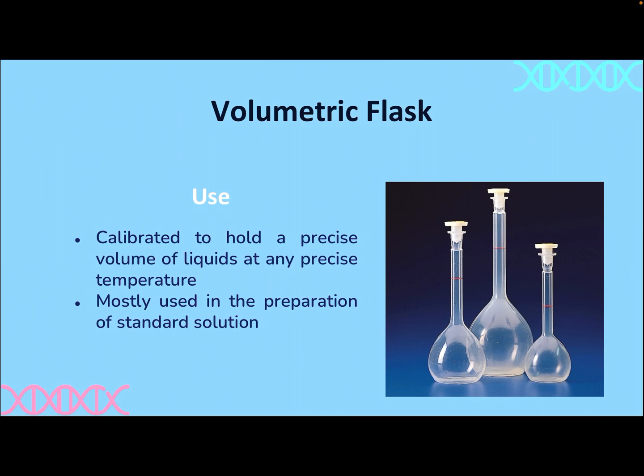Next is a volumetric flask. This is one of the most important glassware of any laboratory. It is made of glass and is calibrated to hold a precise volume of liquids at a precise temperature. Different sizes are available and each is calibrated for exact measurement of liquids and solutions. It is mostly used in the preparation of standard solution, and by a standard solution, we mean any chemical solution which has a precisely known concentration.